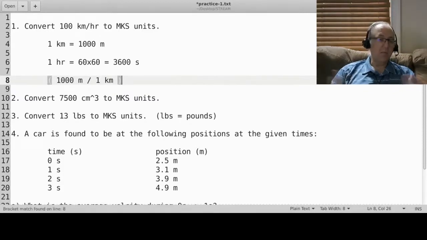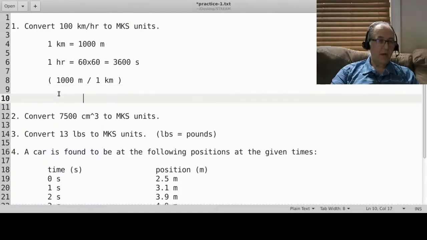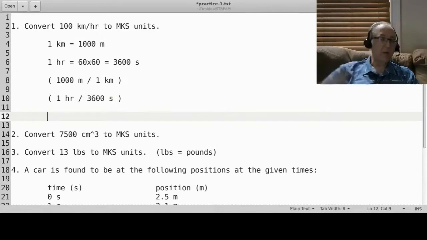And so you can always multiply by 1 and it doesn't change your answer. And then the other one is 1 hour is 3,600 seconds. Notice the hours are in the denominator, and so we want the hours in the numerator when we make the fraction. And so this fraction is going to be 1 hour in the numerator divided by 3,600 seconds in the denominator, like that. And this fraction is also equal to 1.